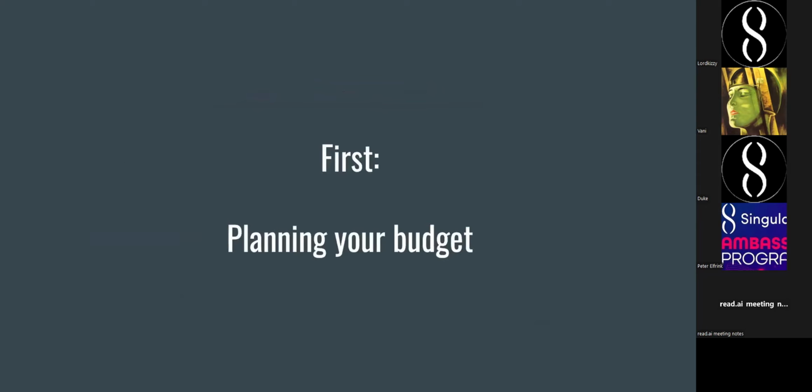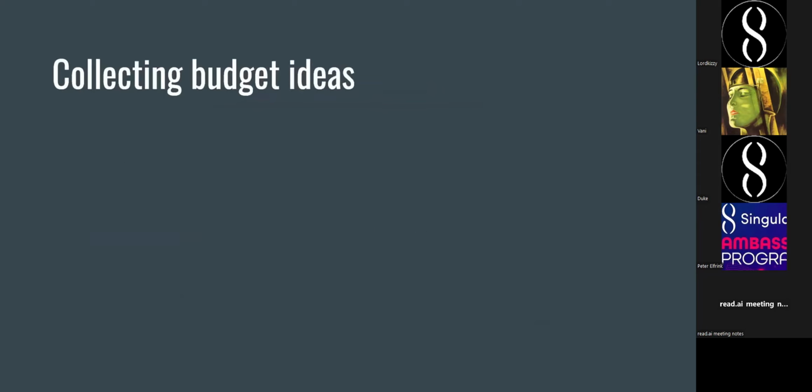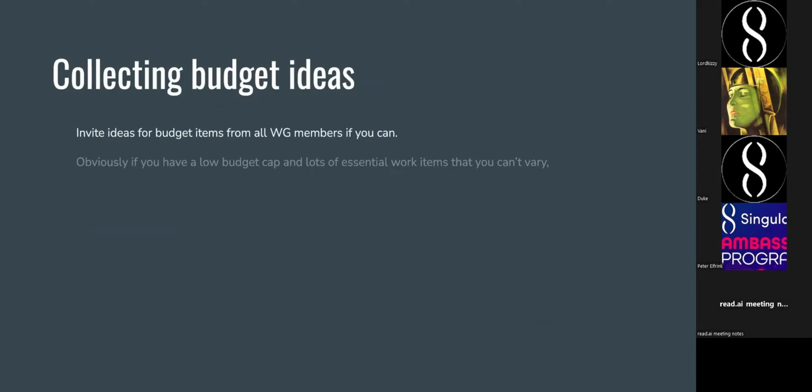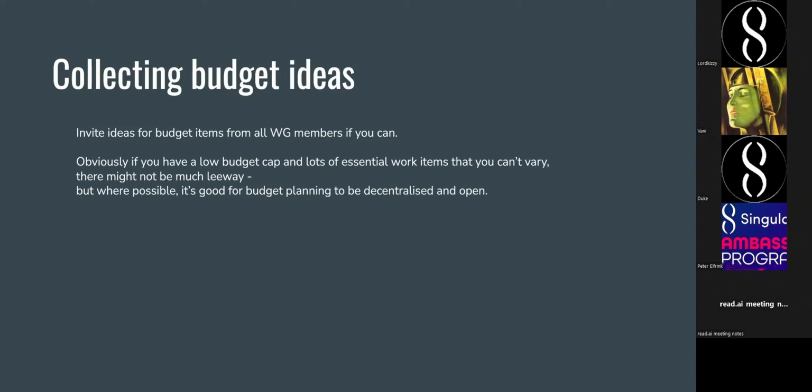So first off, planning your budget. The first step really is collecting budget ideas. It's good to invite ideas for your budget items from all workgroup members if you can. Obviously, if you've got a low budget cap and lots of essential work items that you can't really vary, there's not going to be much leeway for people's ideas. But where possible, it's good for budget planning to be decentralised and open within the workgroup. So it's good to invite your workgroup members to contribute.